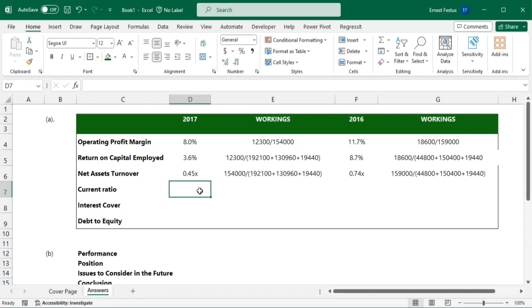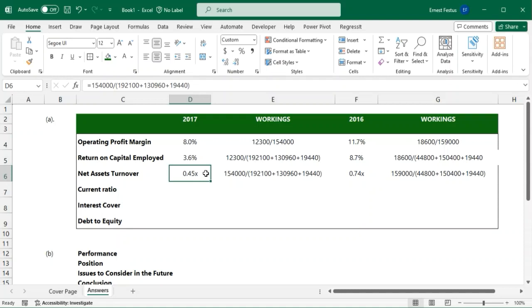All right, so we have our current ratios. Current ratio is our current assets divided by our current liabilities. Now, all these ratios, I've explained them in detail in my previous video, with the exception of the net assets turnover. So the net asset turnover is actually measuring how much revenue we are generating on the assets we have employed in our business.